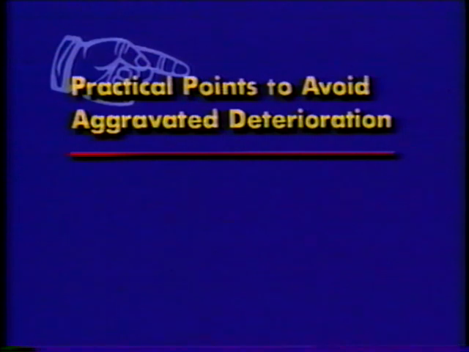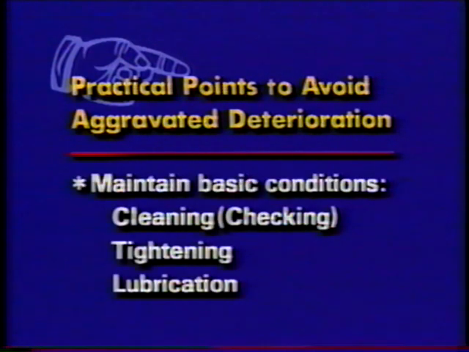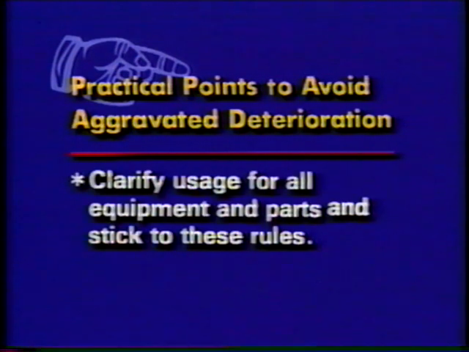Here are some practical points to help us move away from aggravated deterioration back to natural deterioration. Restore all deterioration points which have been neglected up to now. Maintain all basic conditions for equipment operation: cleaning, checking, tightening, and lubrication. Clarify conditions of use for each piece of equipment and each part, and stick to these rules.